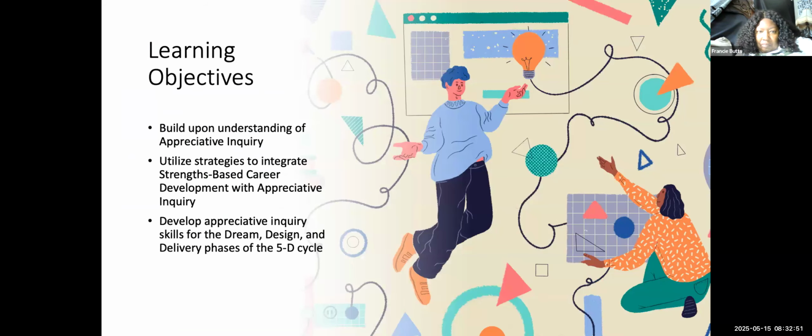So we're going to do a little bit of a refresher from where we started last time. We're going to build on our understanding of appreciative inquiry. We will do a brief overview just for anyone who wasn't with us for the first session last month, and then we will build upon those skills and further develop our understanding of the appreciative inquiry process. Last time we defined what the 5D cycle is in appreciative inquiry, and we worked our way through the first two of those. So we'll get through the remaining phases in that 5D cycle today.